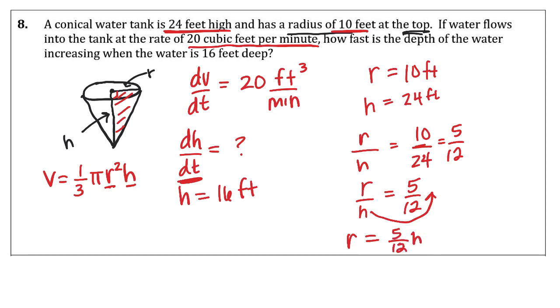Now this is quite a bit of work here, but it's either you're going to do a lot of work at the beginning or the end. There's no way to avoid it. So what we're going to do with this value is we're going to go back and plug in to our original formula. So I'm going to come all the way back over here to the beginning, and I'm going to say, well, that's 1/3 pi, but in place of R, I'm going to put this value here, because we know that relationship. And if we square that, that's going to be 25/144 h squared, and then times h.